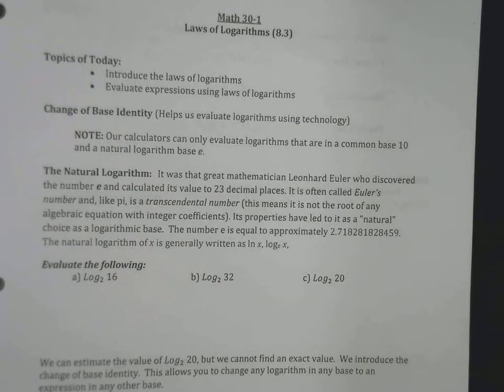It's a natural choice as a logarithmic base. The number e is equal to approximately 2.71828182845. So technically we don't need to know how the natural logarithm, or the number e, was calculated. It's a fairly complex process. We just have to recognize that for solving logs, we usually work in a common base of 10 or a natural logarithm.